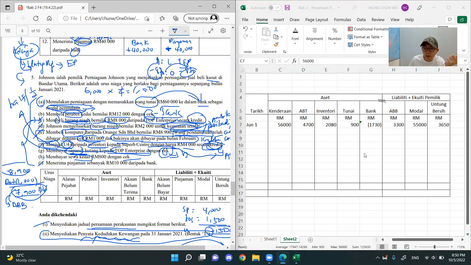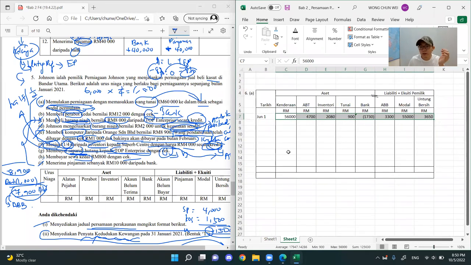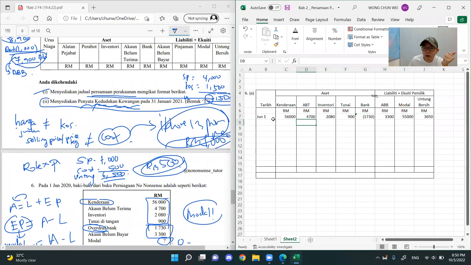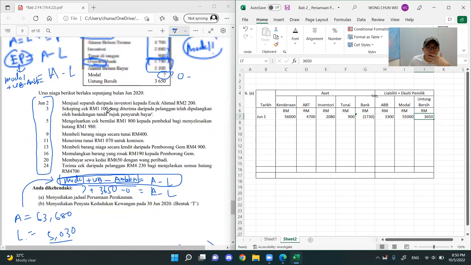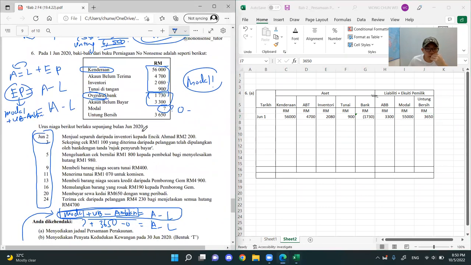Right? So for this question 6 is different. As you can see from here, mereka bagi you baki. So these are all the baki awal, the balance from last month. So they bring down to here. So at the beginning, when we are recording, we have to put in all the figure. Right? Okay. Then, all right, here. So let's continue. So now we start with second. Number two.